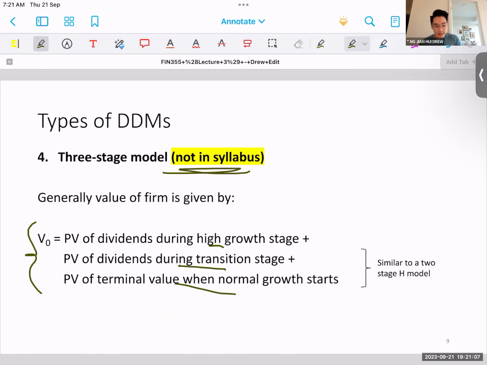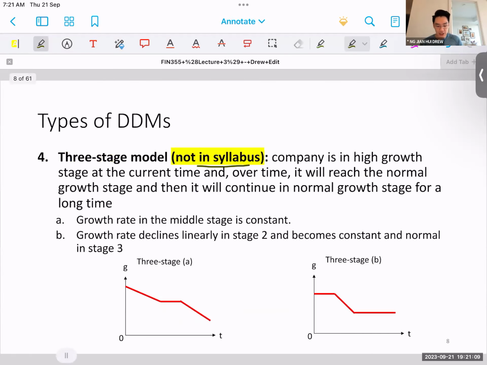And the thing is, let me just flip back to a three-stage. If you notice, what you can do is you piece together the formulas like this, right? So in this part here, this is a two-stage H formula, H model, right? And then from here onwards, it is like another part of an H model. So that's how you actually construct this valuation. So you basically piece together components of it.